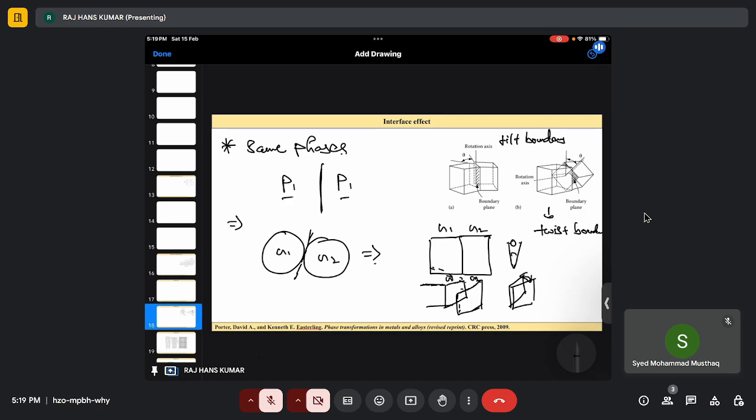There is an angle theta. That is the tilting. Now, how is it tilting? Is it parallel or perpendicular? Right? Now, this is my plane. It is moving parallel to that plane. Right?